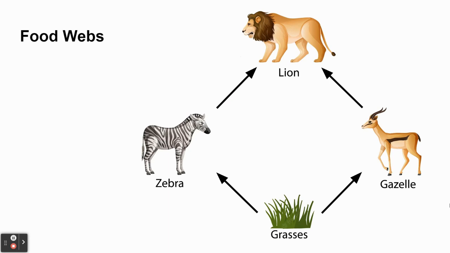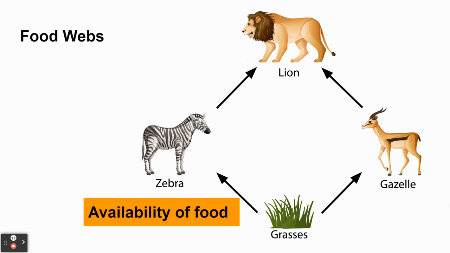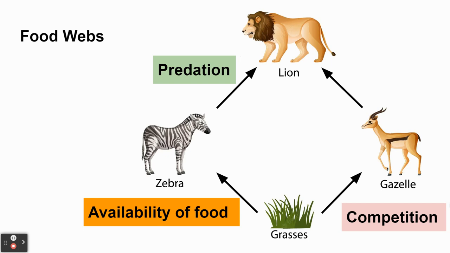We can often show these first three different ways that populations can be affected in something called a food web, which is a collection of food chains. So here we have grass at the bottom, that's the producer. You then have the primary consumers, the zebra and the gazelle, and then you have a secondary consumer, the lion. So we'd say that that grass to zebra line shows that availability of food affects zebras. Predation is also shown here, and competition as well, because two lines are coming from the same food source.